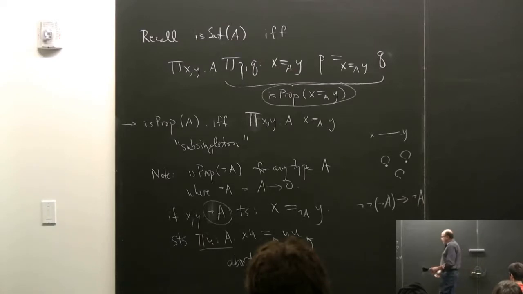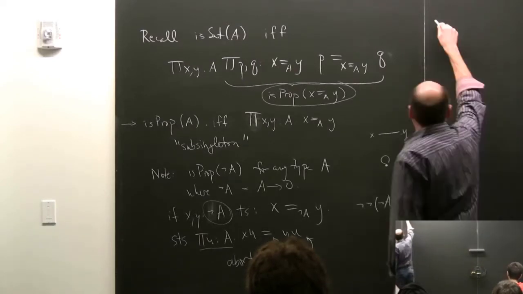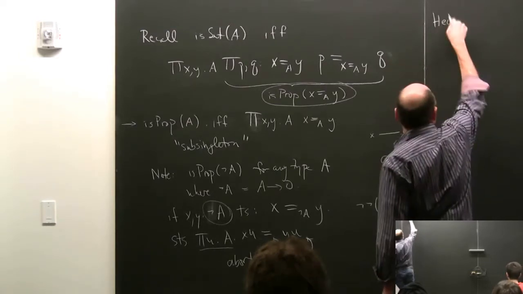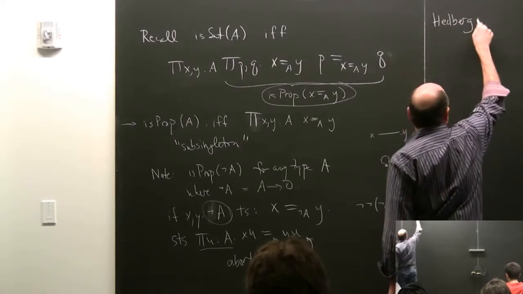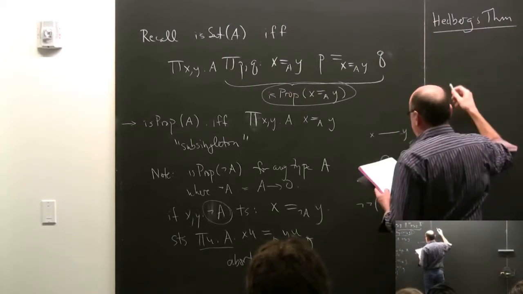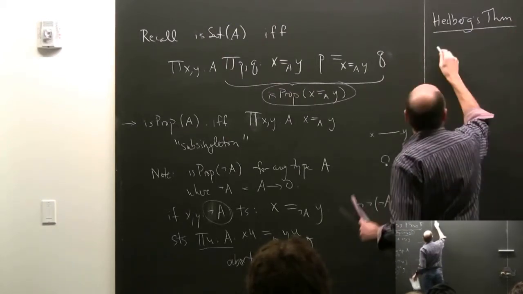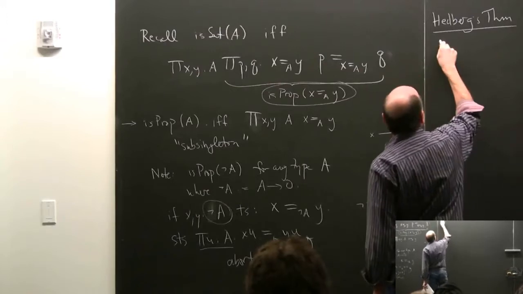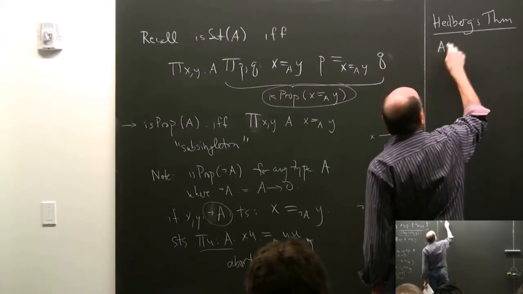Okay, so then the next thing I just wanted to finish up is that we had a convenient criterion for being a set, which says that a type with decidable equality is a set.